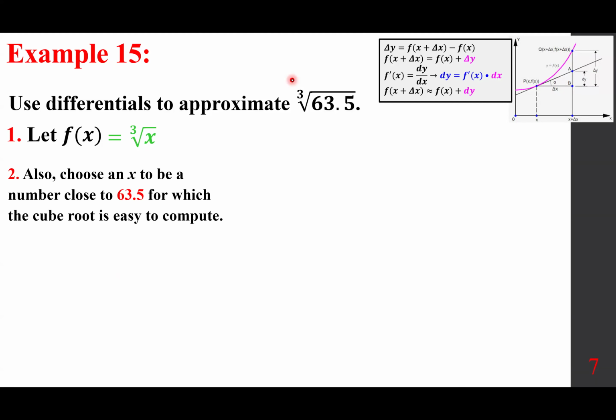Now choose a number. Let's come up with a number closest to 63.5 for which the cube root is easy to compute. Obviously, the answer is 64 because we should know the cube root of 64 is 4. And so now dx or delta x would be the difference between the two: 63.5 minus 64 is negative 0.5. For example, if it was cube root of 65, delta x would be positive 1.